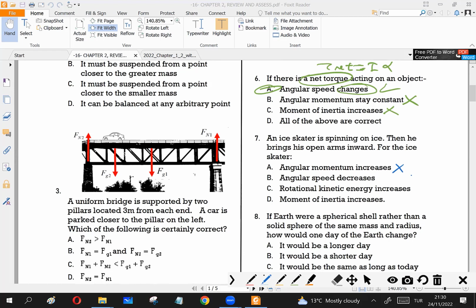If angular momentum is conserved, we say that L is equal to I times omega, but the ice skater brings his arms inward, which means making the arms closer to the axis of rotation. Then if mass gets closer to the axis of rotation, moment of inertia decreases. Because angular momentum is constant, angular speed must increase.